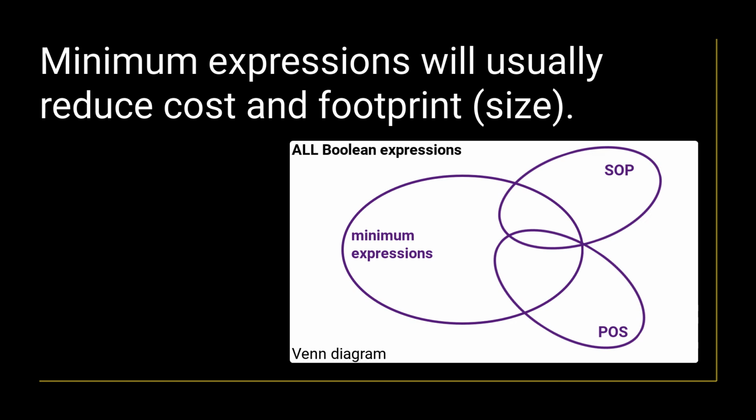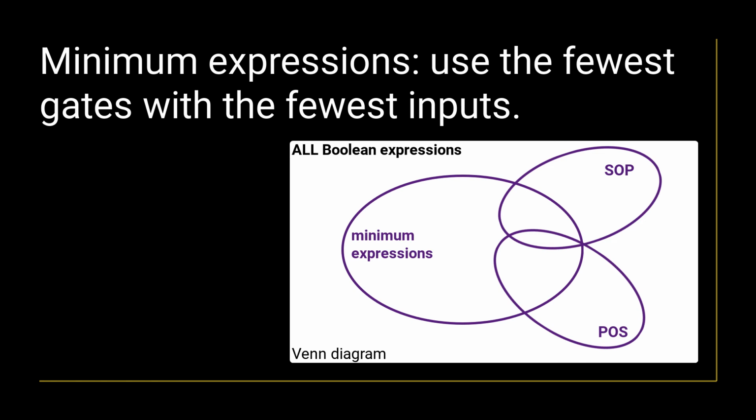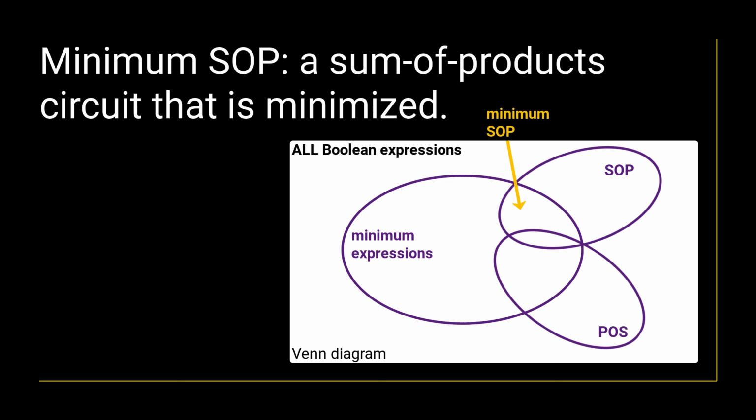Many times it is advantageous to derive a minimum expression in order to reduce the footprint of a circuit. A minimum expression will get the job done using the fewest logic gates and the fewest input terms as possible. Minimum SOP expressions are possible to derive. This is an SOP expression that has been reduced using the rules of Boolean algebra to contain as few logic gates with as few inputs as possible.